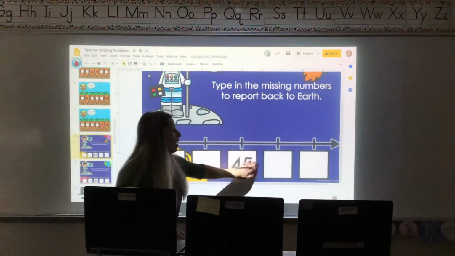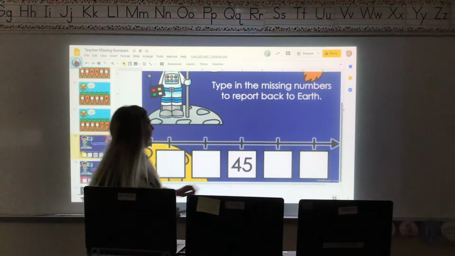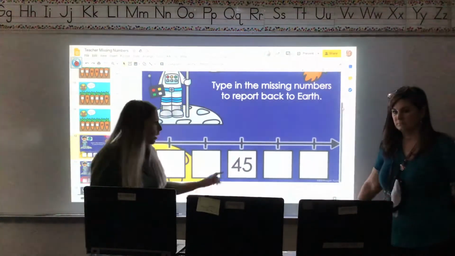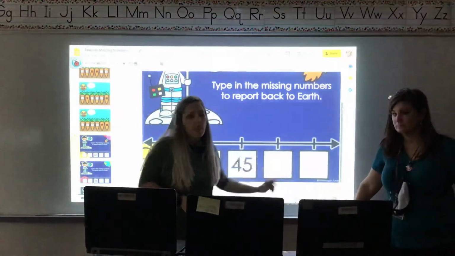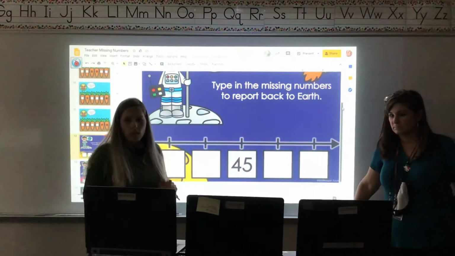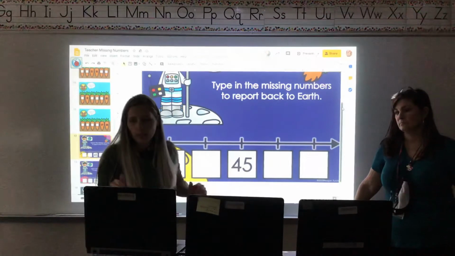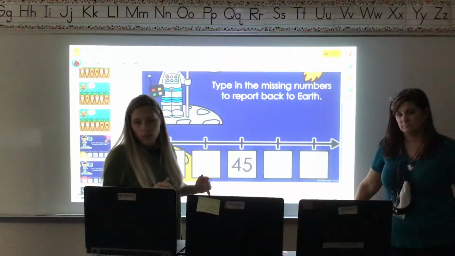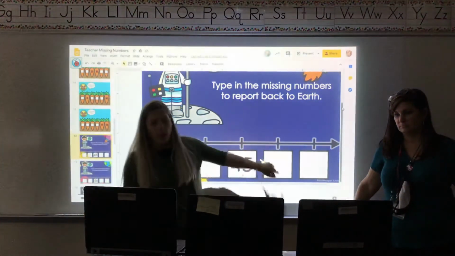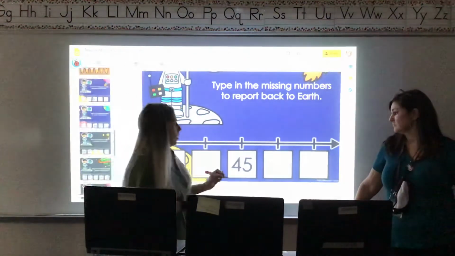All right, so right now we have the number 45 in the middle. So the easier ones to do first are to count this way. So we're going to count the numbers that come after 45. Who can count the numbers after 45? Weston. Unmute, Weston. Weston, what two numbers come after 45? 46 and 47. Good job.